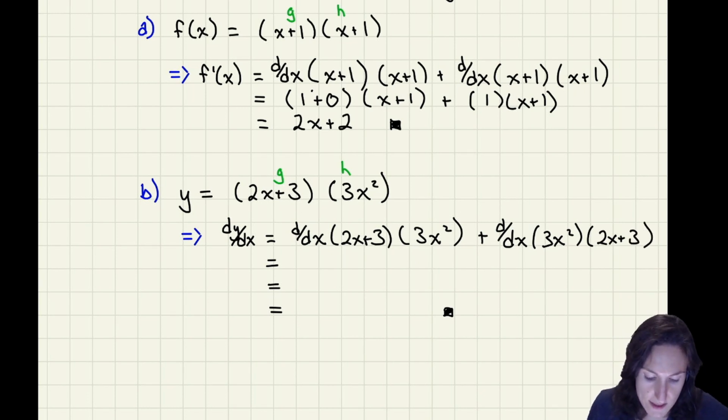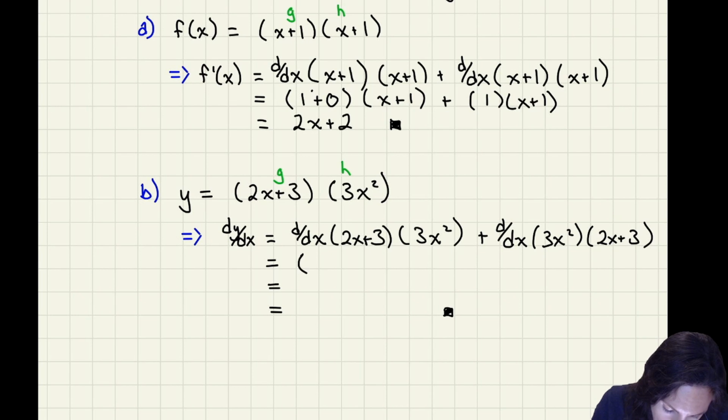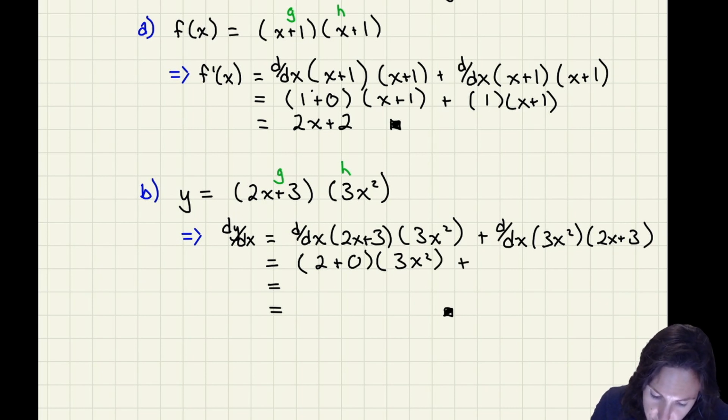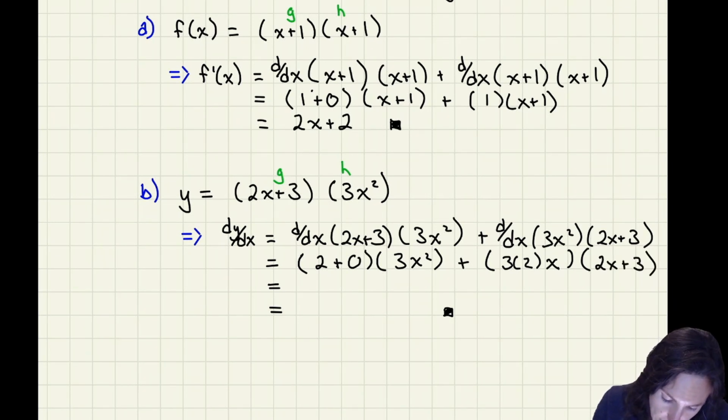All right, now let's take the derivative. So what are we going to have here? We're going to have 2 plus 0 times 3x squared, plus, this is going to be 3, bring down the exponent, subtract 1, so just x, times 2x plus 3. In other words, we're going to have 2 times 3x squared, so this is 6x squared, plus, I'm going to simplify this first, so this is 6x times 2x plus 3.